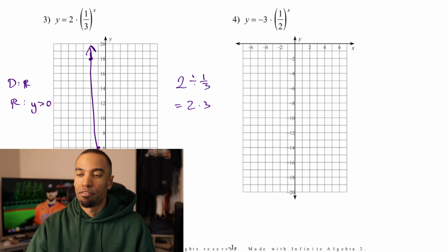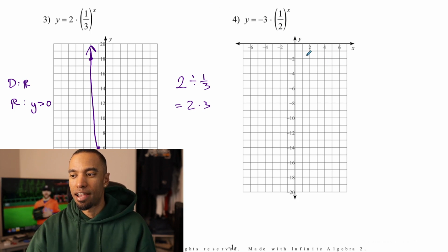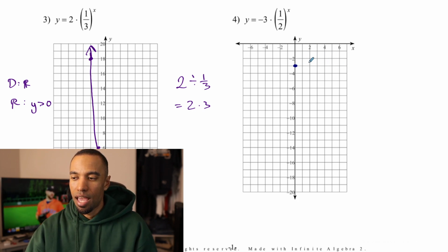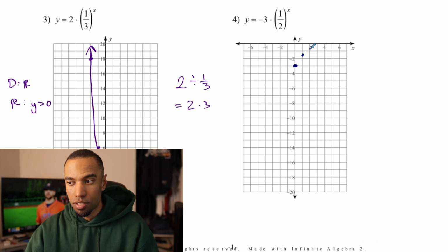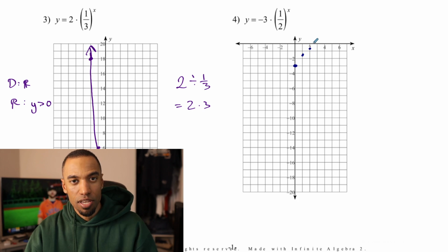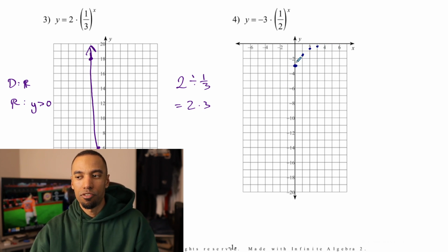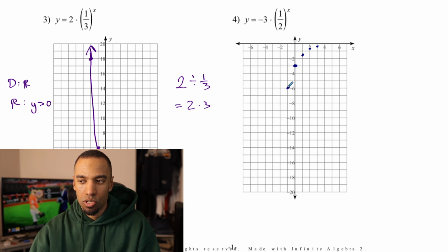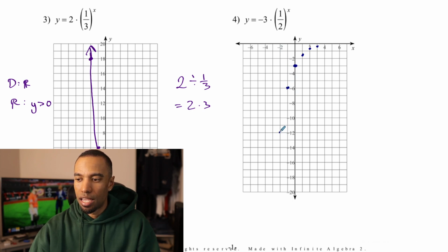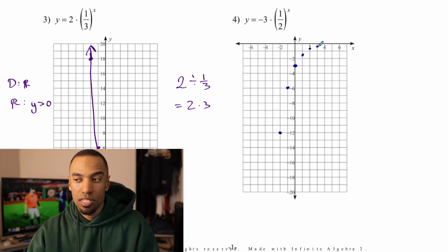Number 4, -3 times 1/2 to the x power. Once again, a fraction, but this time from the negative end. Half of -3 is -3/2, -1.5. And then -3/4, right? -3/2 times 1/2, you multiply the 2's. And then -3/8 as it gets lower. And then we divide by 1/2 going to the left. -3 divided by 1/2 is times 2. That's -6. And -12.